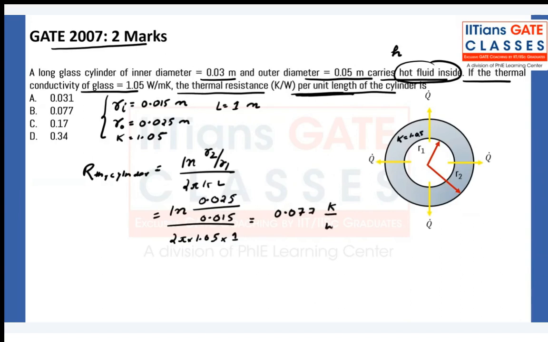Very nice, very nice. This is your thermal resistance in cylinder. Okay, this is the right answer. B is the right answer. Okay, is it clear? Shruti? Okay, yes, Vijay, B is the correct answer. Very nice. Chalo, let us move on to the next question.